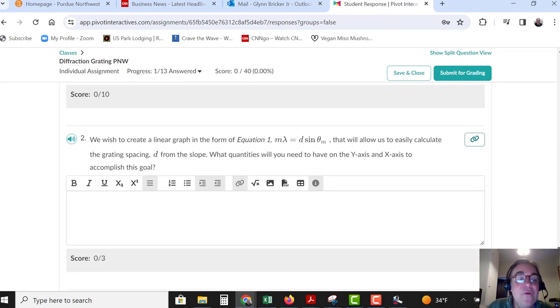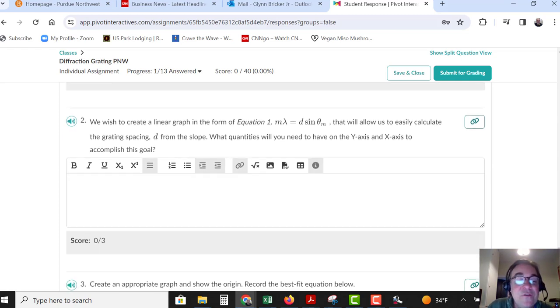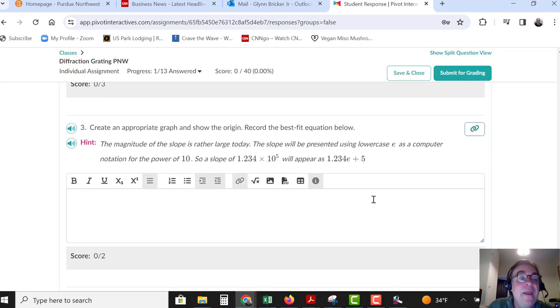And then the last question or so is just finishing things up. You wish to generate a linear graph from this equation that will allow you to easily calculate the value of d. What quantities will you have on the y and x? We just went over that, so it's a really powerful technique here. Create the appropriate graph, show the origin, and record the best fit equation below. It's going to be in slope-intercept form, so you can write the equation here.